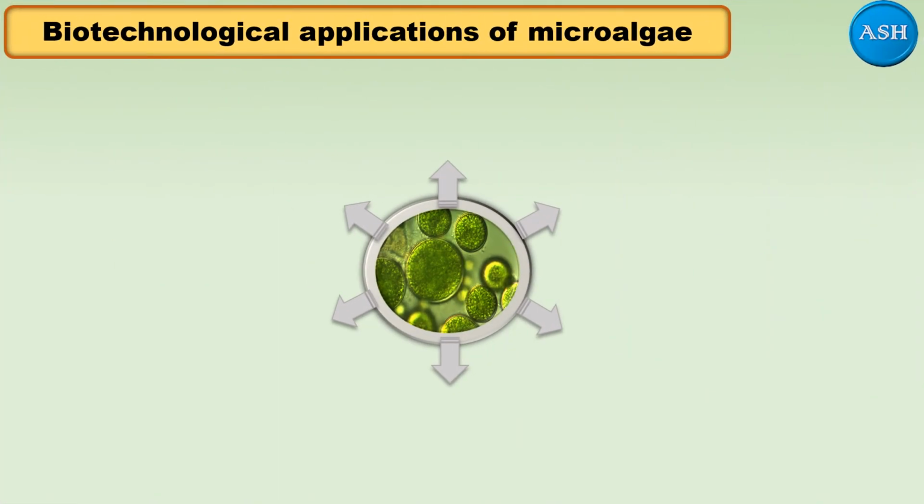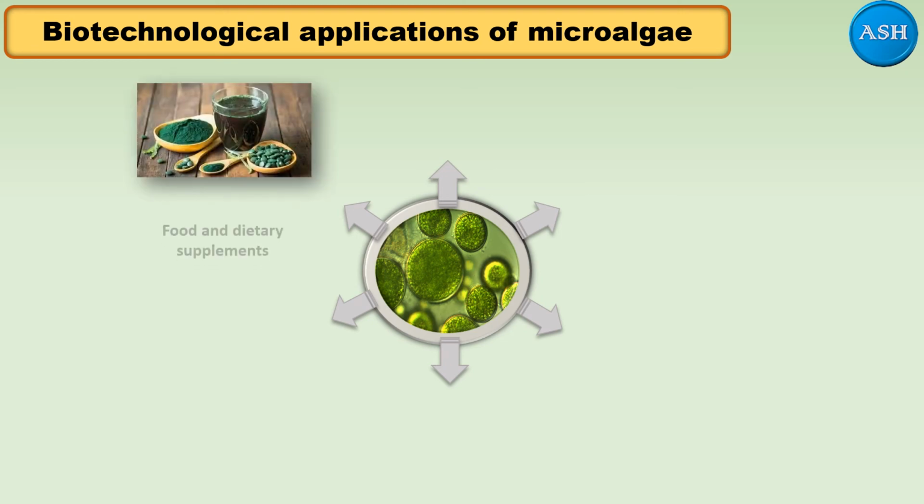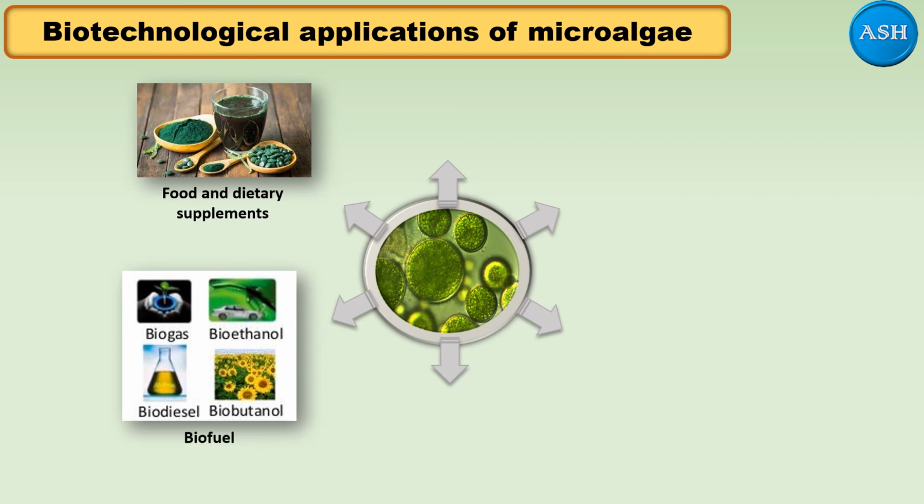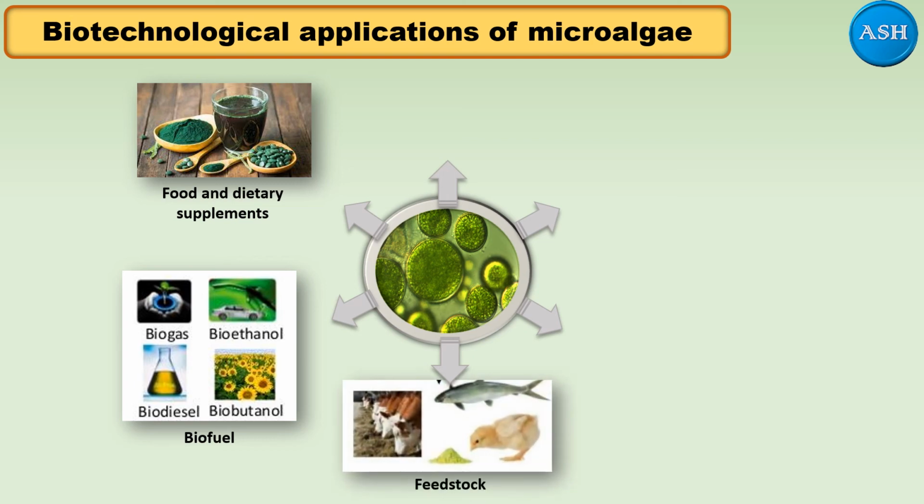Okay, so now we see different biotechnological applications of microalgae, that is, where the produced microalgal biomass can be applied. It can be used for food and dietary supplements. It can also be used as a biofuel, such as biogas, bioethanol, biodiesel and biobutanol. It can also be used as a feedstock for cattle, fish and different animals.